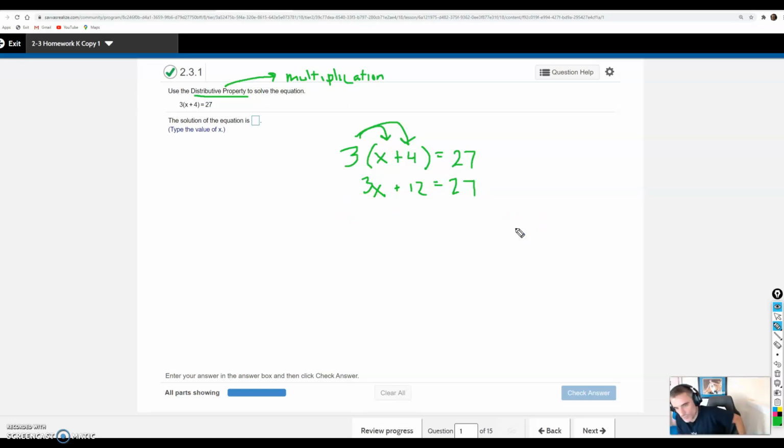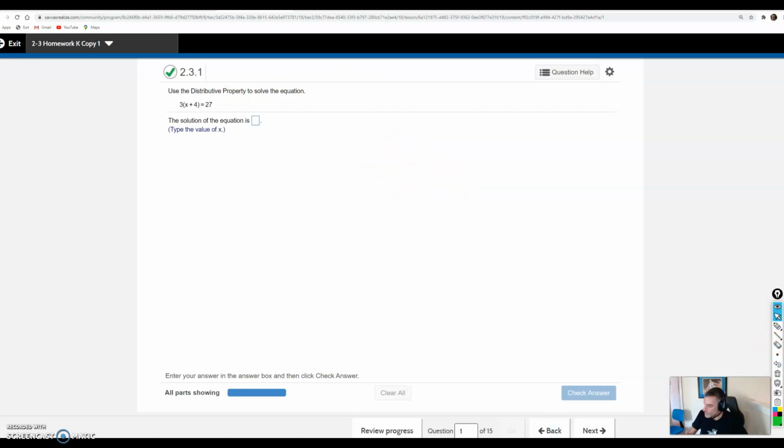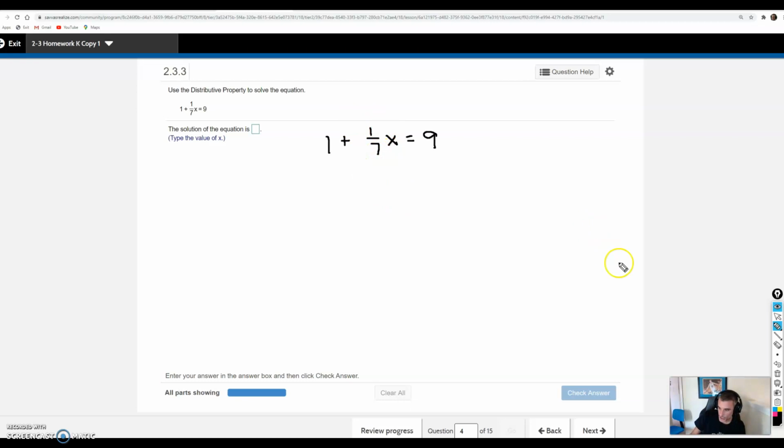Okay, so that was really similar to what you saw last year in 7th grade and in 6th grade. This year we're going to use the distributive property in a new way. It's a technique called fraction busting, or eliminating fractions. So here I have an equation. I have 1 plus 1/7 x is equal to 9. And I know kids hate when they have a fraction in their equation. It just blows their mind. So what we're going to do is eliminate the fraction. And the way we do that is by using the distributive property.